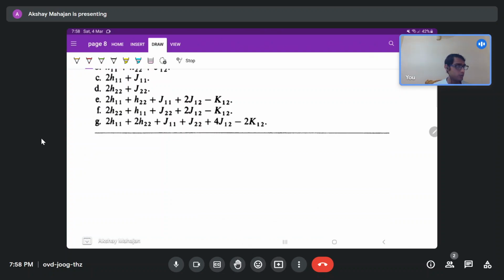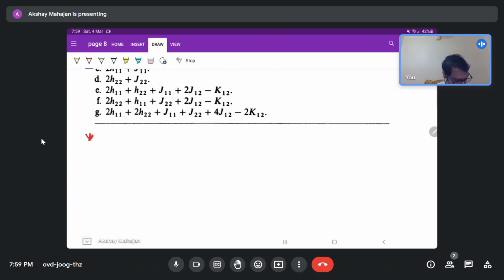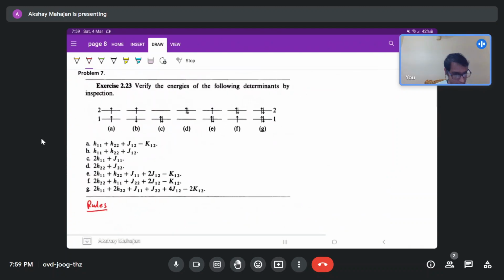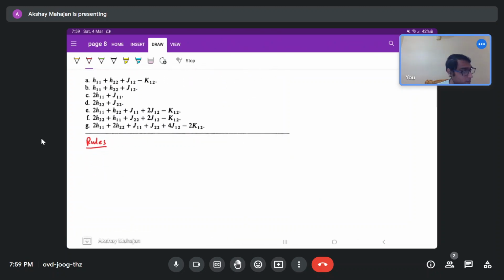So let me just tell the rules that we have studied in the class. An electron in a spatial orbital A contributes the core energy. Each unique pair of electrons in spatial orbitals A and B contributes JAB as Coulomb energy, and each unique pair of electrons with parallel spin in spatial orbitals A and B contributes minus KAB energy. Let us write the rules, and we will just solve 1 and 2 problems, and then you guys can try it out later. Since we don't have enough time now, let me just write the rules that we have studied.